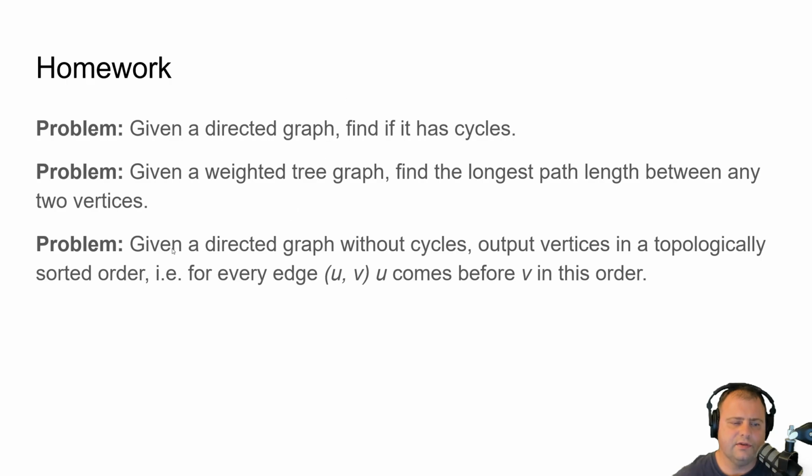And then the third problem: given a directed graph without cycles, output the vertices in topologically sorted order. So for every edge u to v, u comes before v in this order. Basically, the entries which are on top of the graph appear first, and those which don't have any outgoing edges appear last, and they can be in any order.